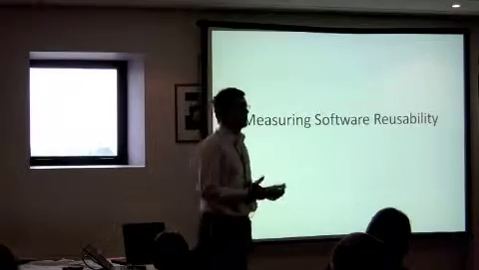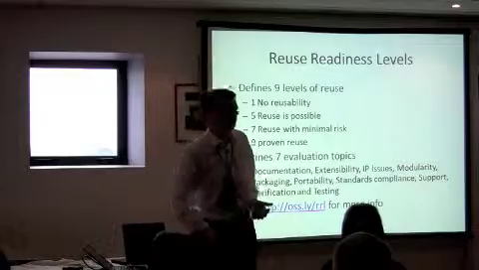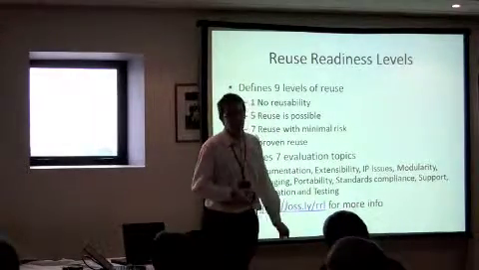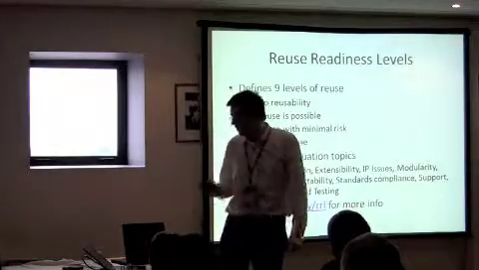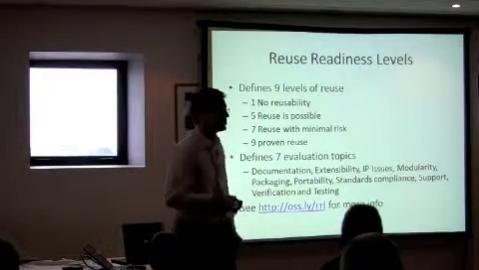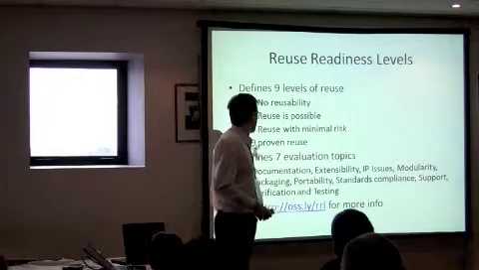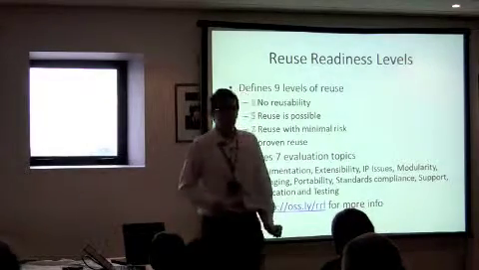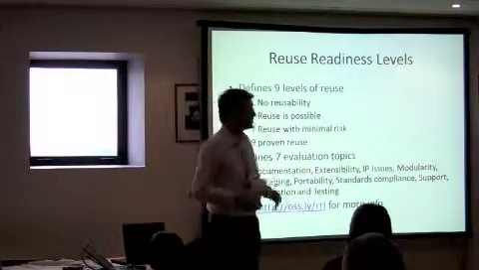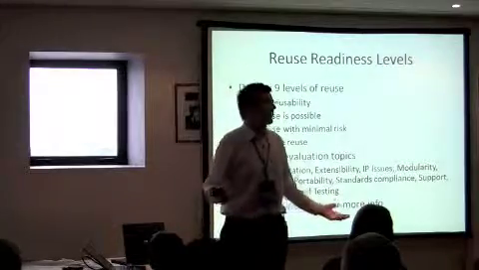So, how do we measure software reusability? We've all, or at least all computer scientists, have got an idea, but there are some formal processes out there. NASA has reuse readiness ratings. They define 9 levels of reuse, ranging from no reusability at all, forget it, run away, don't touch it, all the way through to 7, reuse with minimal risk, i.e., yeah, you could probably do this, it looks okay. There's minimal risk involved with that, go for it. Through to proven reusability, it's already happening all over the place.